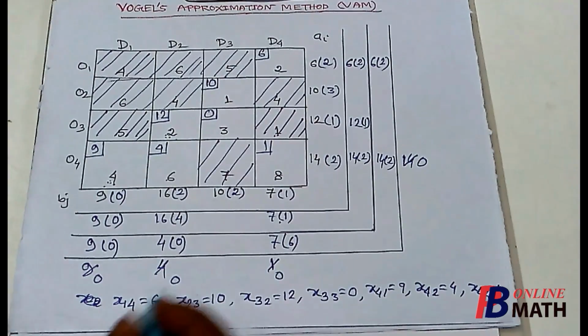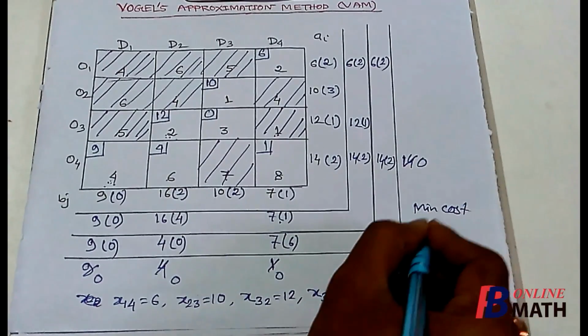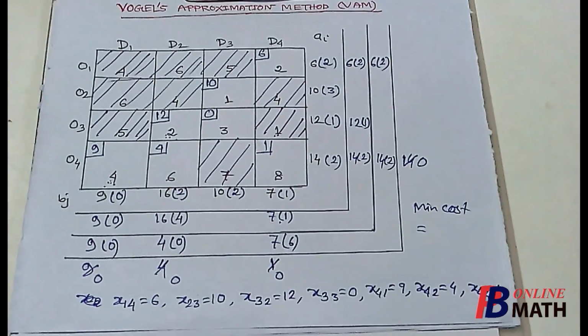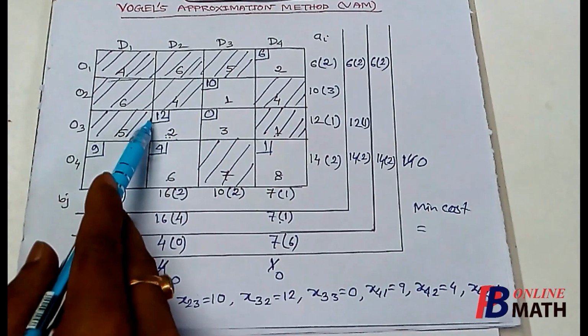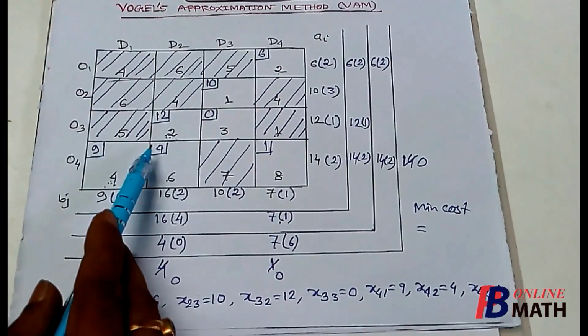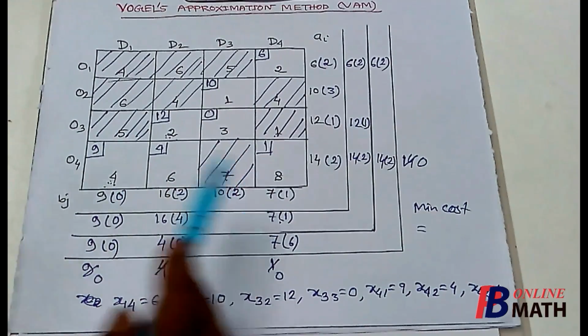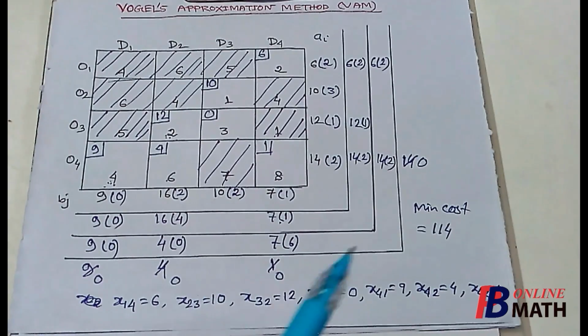Now if we want to find the corresponding minimum cost, then this can be found by multiplying the values of these basic variables with the corresponding cost. So the minimum cost will be 6 into 2 plus 10 into 1 plus 12 into 2 plus 0 into 3 plus 9 into 4 plus 4 into 6 plus 1 into 8. The minimum cost is 114 at these values.